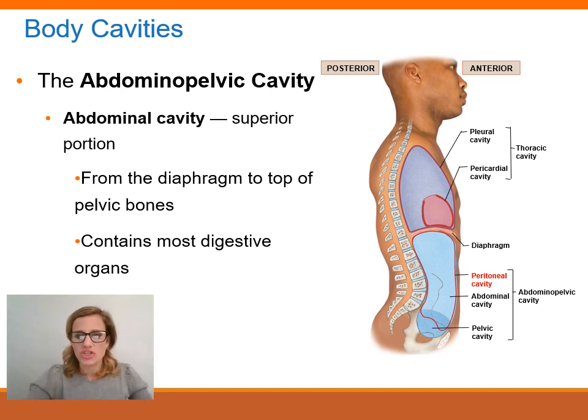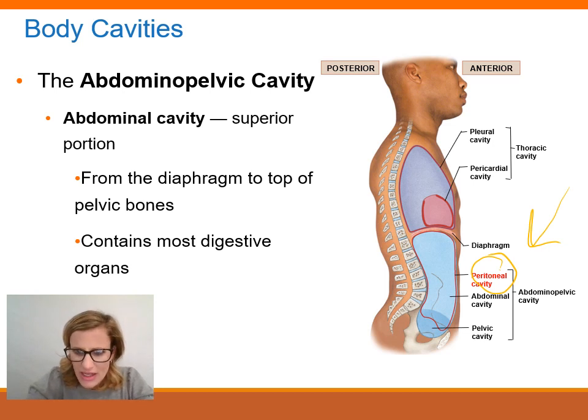When you look at this picture over here, the peritoneal cavity is inside this red line. So you see it covers most of the stuff in the abdominal cavity, and then it drops down and covers some stuff down in the pelvic cavity, but not everything.